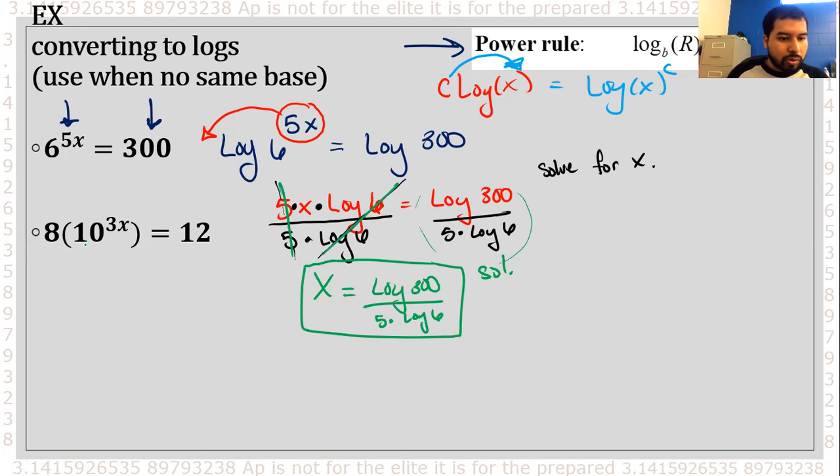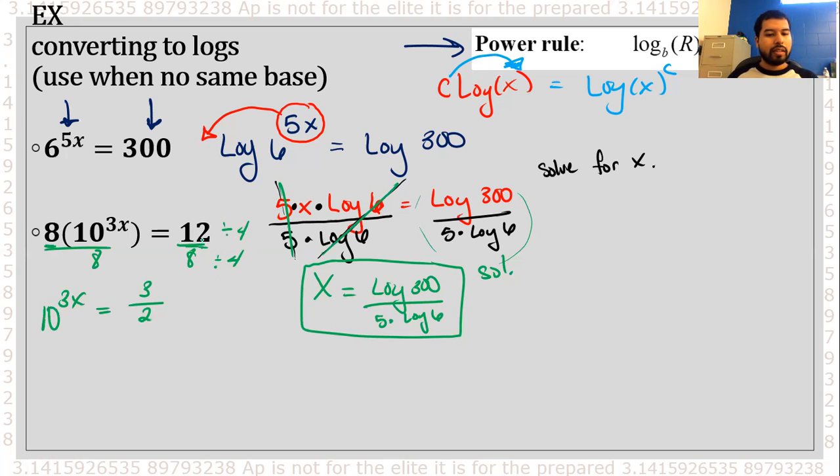The next one right here, what I want you to know is, before you start introducing logs, guys, it's always a good idea to reduce this. I have an 8 on the outside and I have a 12 right here. So I'm going to divide by 8 on both sides to help me reduce. So now I have 10^(3x) is equal to 12 divided by 8. I'm going to reduce this by dividing by 4. So I'm going to get 3 on the numerator, and if I divide the denominator by 4, I'm left with 2.